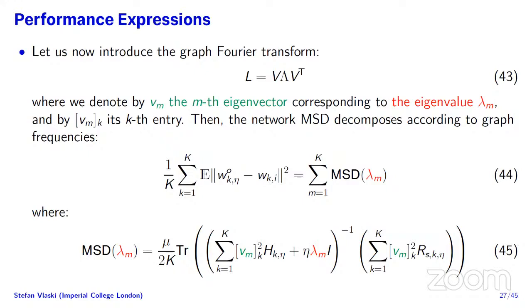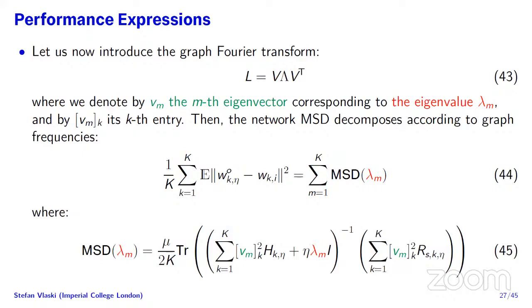RS is the covariance of the kth objective. And this term here, which is modulated by the eigenvector of the Laplacian, is essentially the transformation of the kth Hessian into the space corresponding to this particular frequency. And here you have the same thing applied to the covariance, okay? So what you have here is essentially the noise, and here you have the signal. So this is the inverse signal-to-noise ratio.